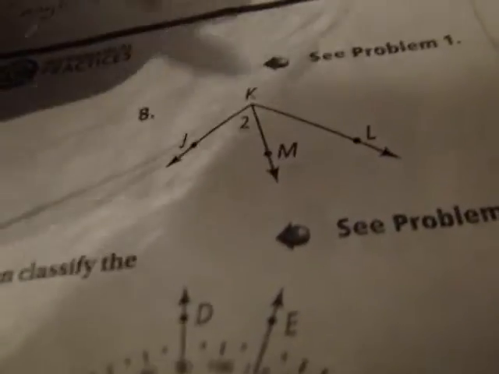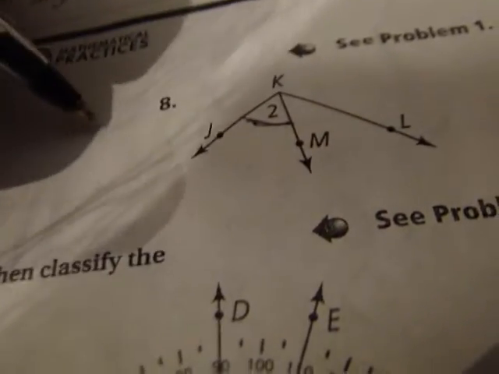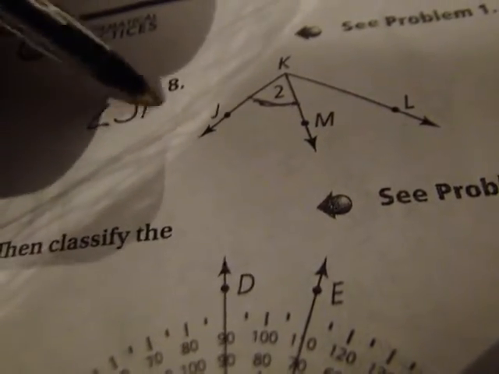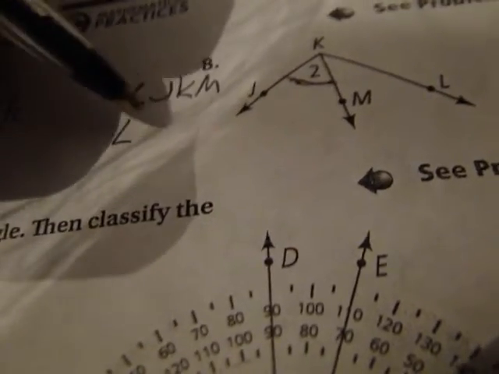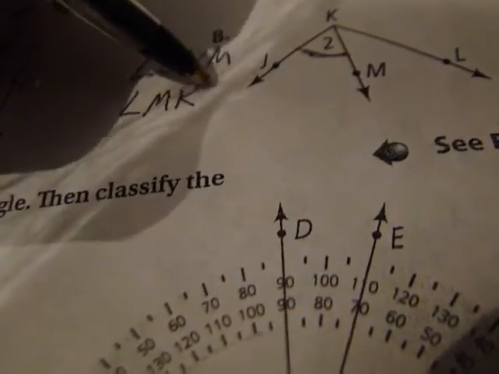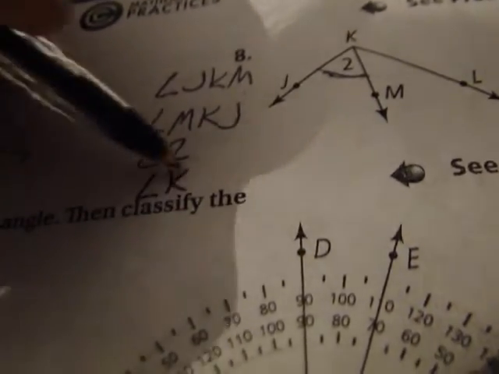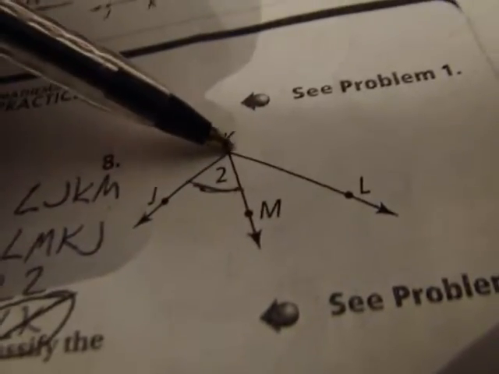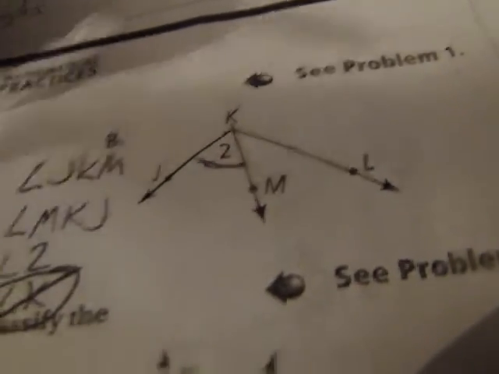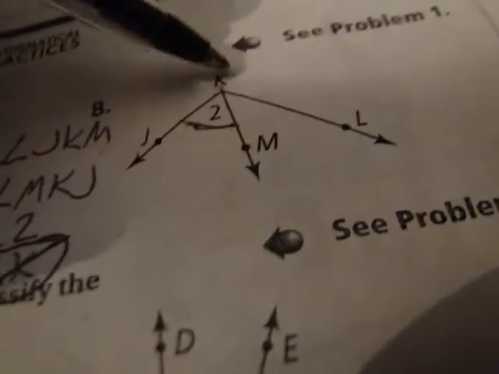This one here, we're going to be talking about this angle here. So if we're talking about this one, we're going to call it either angle JKM or angle MKJ or angle 2. We cannot call it angle K. The reason we can't call it angle K is that more than one angle comes from the vertex at K. So you can't just call it K because that's not specific enough. Which is also why I don't like the one-letter answer, in case you're wondering.